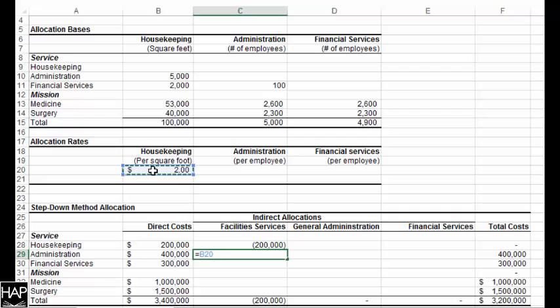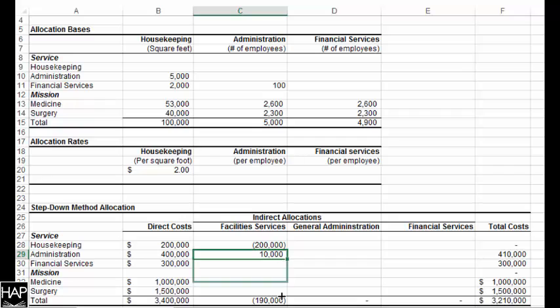I'm going to lock that because it's going to get dragged down through the rest of the sheet. And I'm going to multiply it by the number of square feet in that department. I'm multiplying it by the square feet because that's the cost driver behind the allocation of housekeeping. So $10,000 of housekeeping is going to administration.